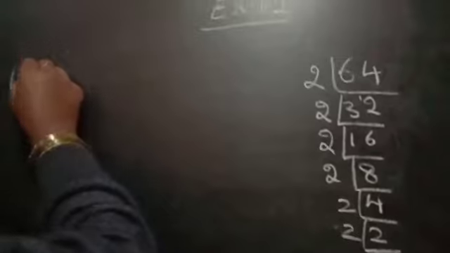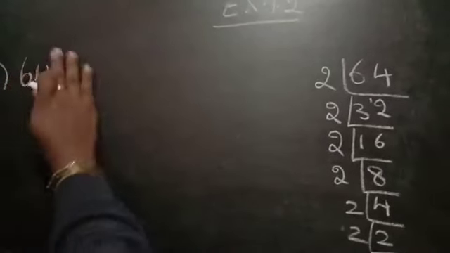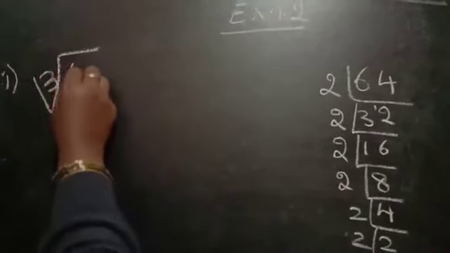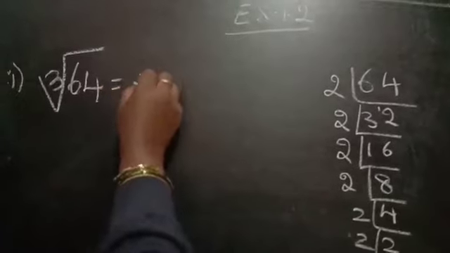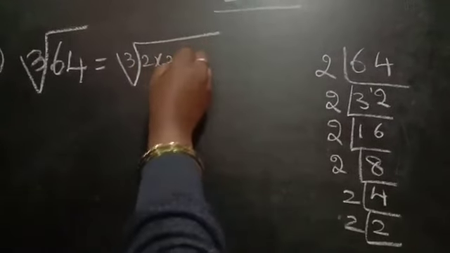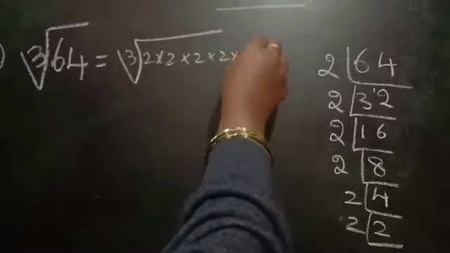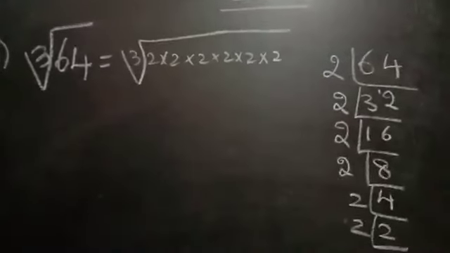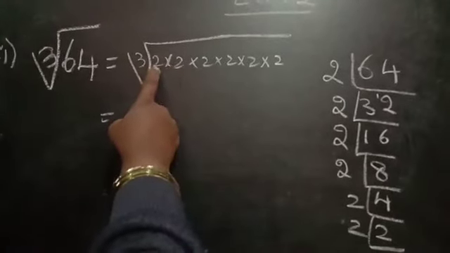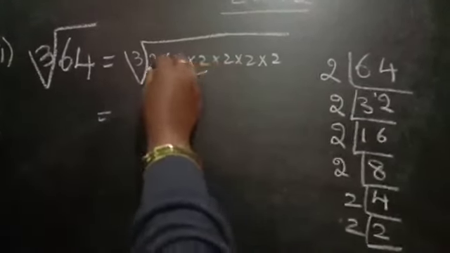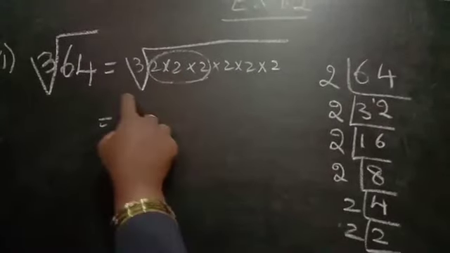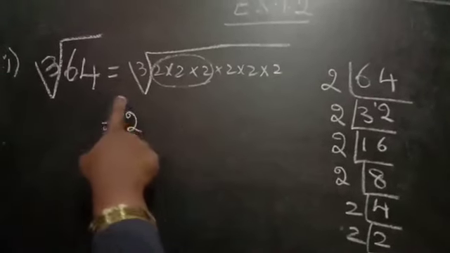So the cube root of 64 can be written now as the cube root of 2 times 2 times 2 times 2 times 2 times 2, six times. Inside the cube root, the same number should appear 3 times. So here we have 3 times 2, so only one 2 we can take out of this cube root.